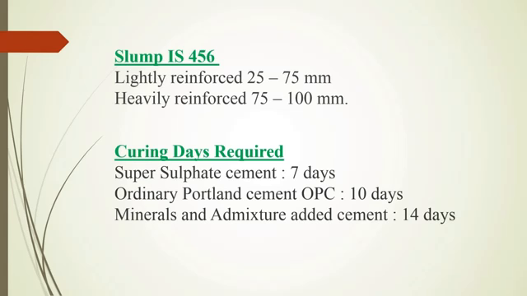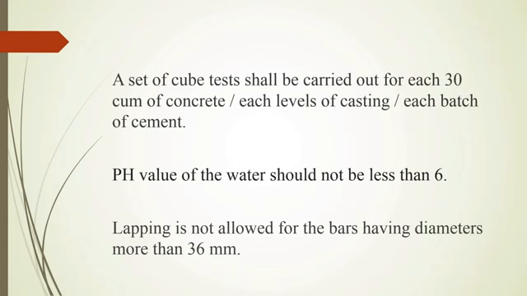Sulfate resisting cement concrete needs 7 days of curing. Ordinary Portland cement, OPC, requires 10 days of curing. Cement with minerals and admixtures, such as high alumina content cement, requires 14 days of curing. A set of cube tests shall be carried out for each 30 cubic meters of concrete, or each level of casting, or each batching of cement. The pH value of water should not be less than 6, because pH value is important for water. Some salt content may be present, so it depends on the water.